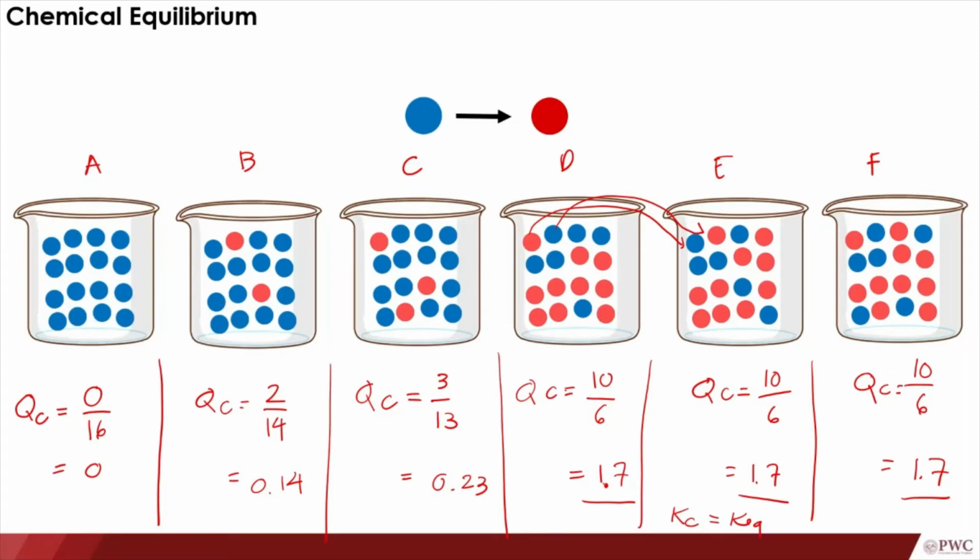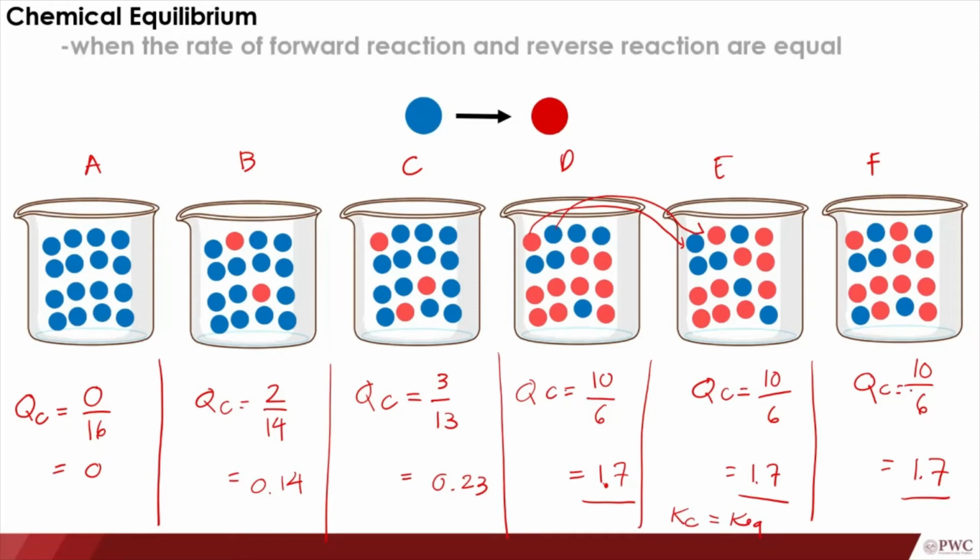But why do you think the concentration of the products and reactants remain constant in this case? Okay, so that's because the rate of the forward reaction equals the rate of the reverse reaction.